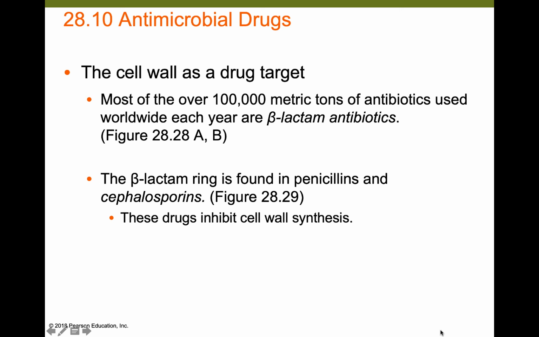The cell wall is really the most common drug target for most antibiotics, simply because the cell wall is one of the unique features that bacteria have, which our cells do not. And so again, the majority of antibiotics prescribed all around the world are called beta-lactam antibiotics. It has to do with their structure. So the beta-lactam is a ring structure found in penicillin and cephalosporin classes of drugs. And so these inhibit cell wall biosynthesis.